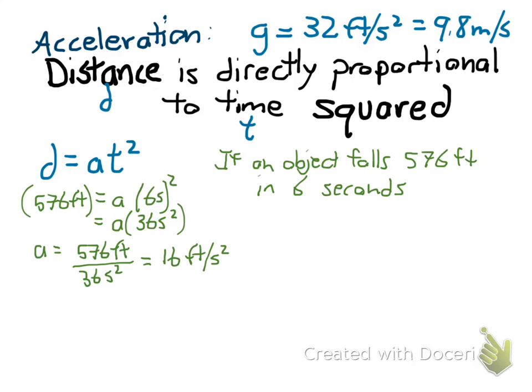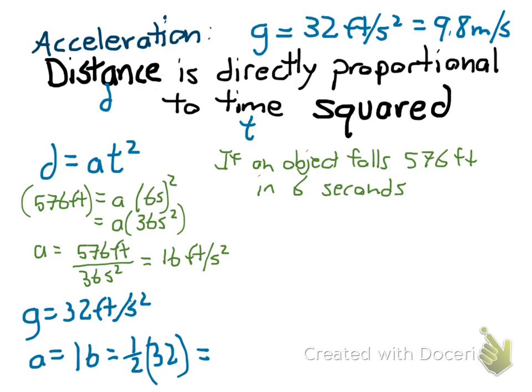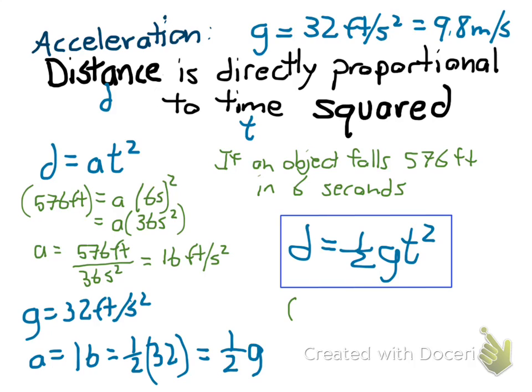I'm zipping through this kind of fast. You can always pause these videos if you want, but I'm going to keep moving. So since we know gravity is 32 feet per second squared, the constant of proportionality in this case, A, is 1/2 g. So we can write distance as 1/2 gt squared, where the units of measure in this case are in feet. And if we write gravity as feet per second squared, time squared lets us cancel our seconds, so the units are consistent here.